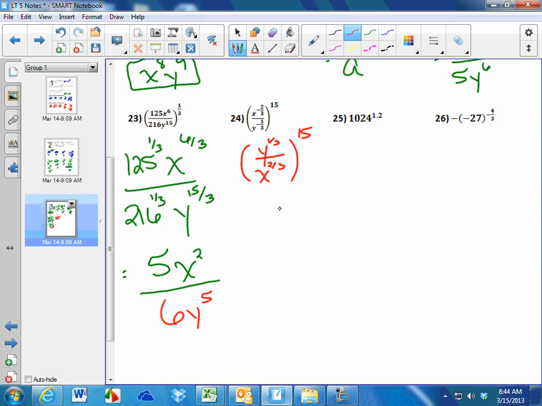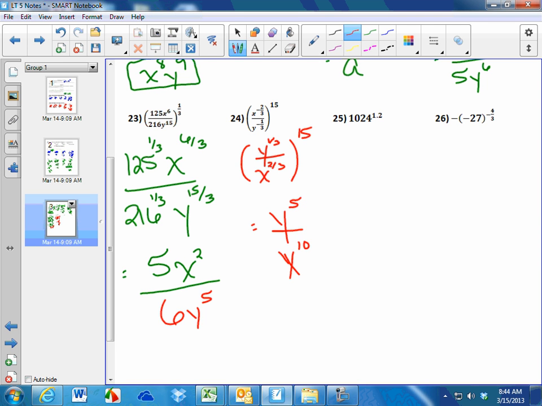And then power to powers, right? What is y to the 1/3 raised to the 15th? It's a third times 15. 15 thirds. Yep. The final answer in the top is y to the 5th. X to the 2/3 raised to the 15th. 2/3 times 15 is 30 over 3, which is x to the 10th.